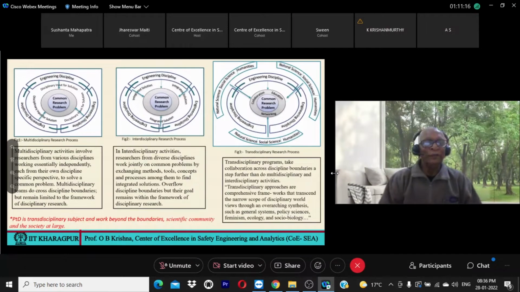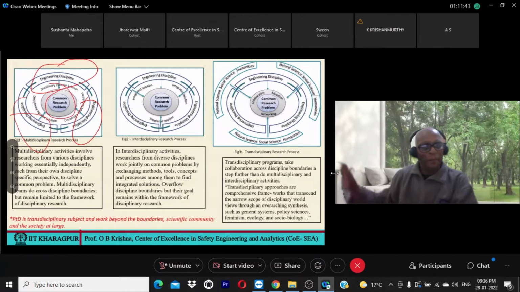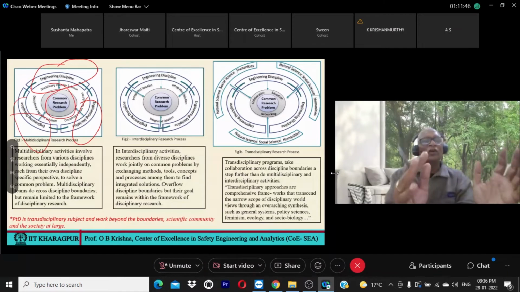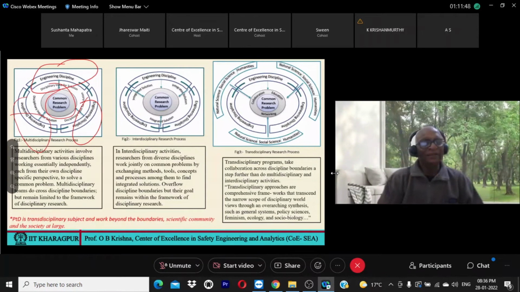Let me tell you, gentlemen, there are three types of disciplinary approach in the world. One is the multidisciplinary approach. You have different disciplines like mechanical engineering, electrical engineering, or electronics engineering. They work in their own domains and for a common goal. They work independently, but the common goal is achieved through some integration. This is called the multidisciplinary approach.